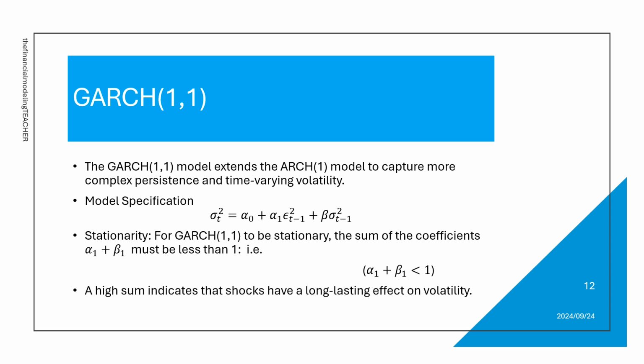Now the stationarity in this case is achieved by adding the two coefficients, but in such a way that they remain less than 1. A high sum of alpha 1 plus beta 1 will indicate an even longer lasting effect on volatility, in other words, high persistence.